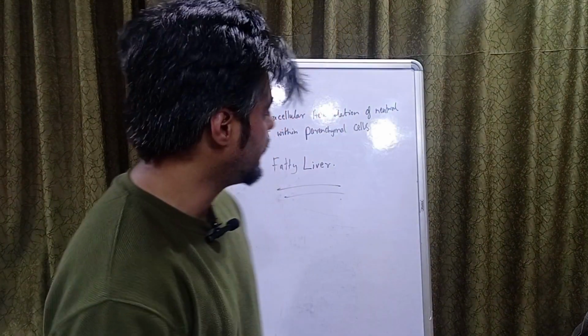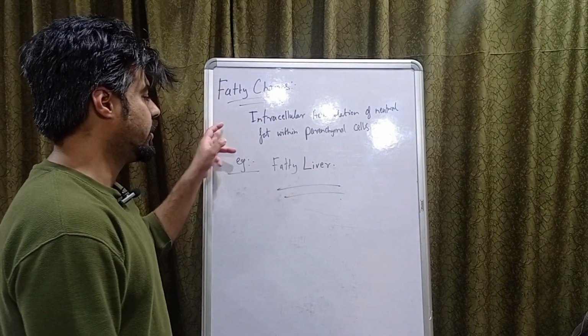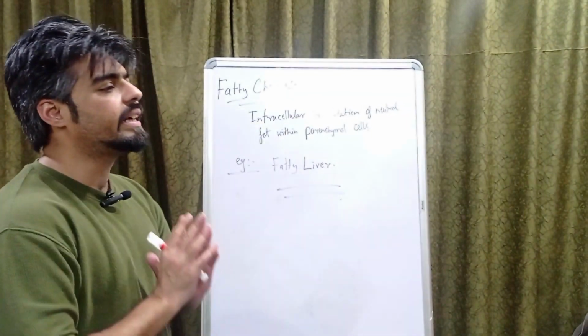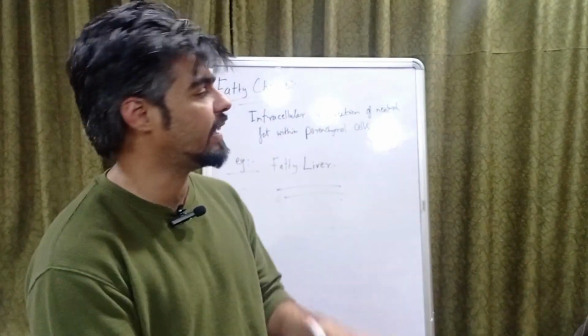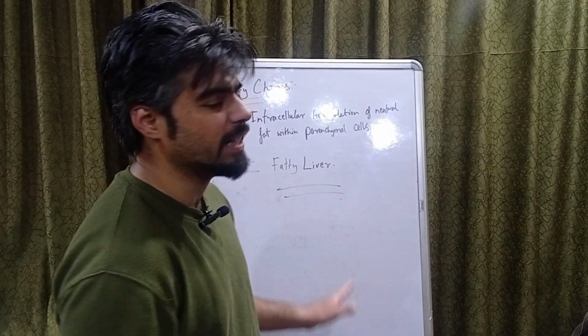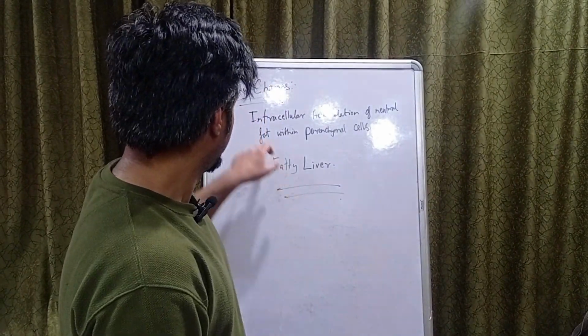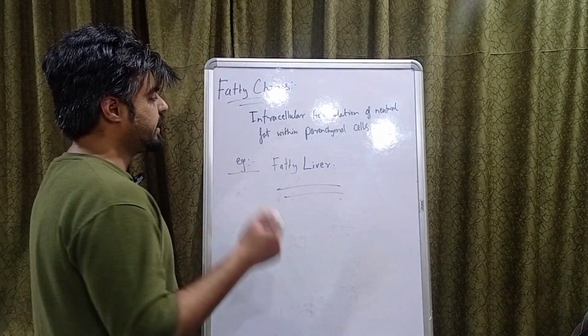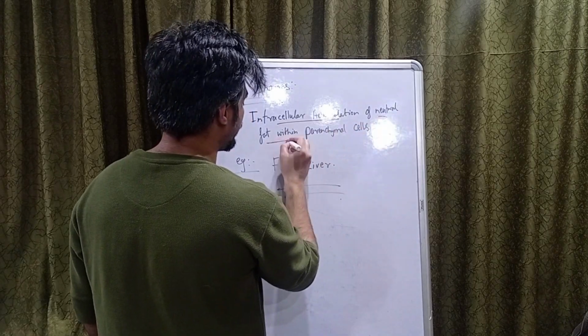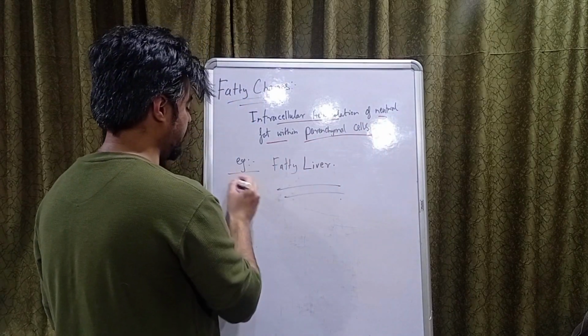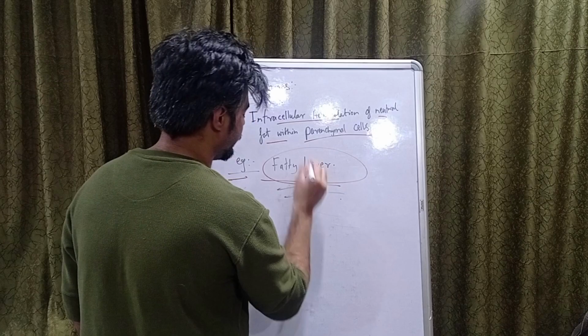Now let's come to the last one, fatty change. So guys, last but not the least, fatty change. What is fatty change? It is just intracellular accumulation of neutral fat within the parenchymal cells, and the best example is fatty liver.